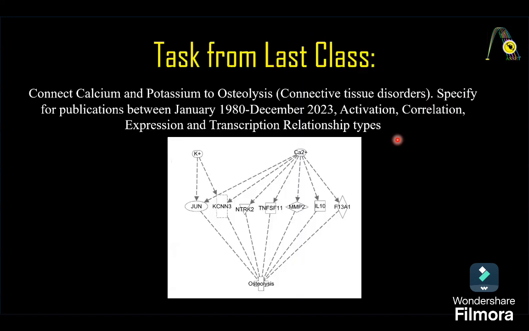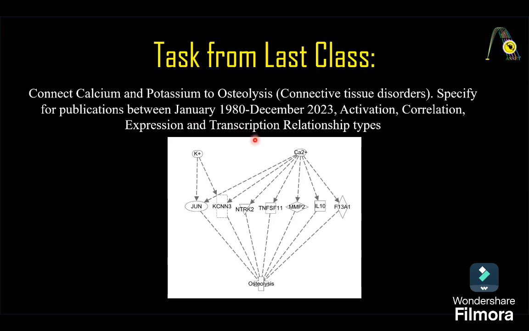Before we get into today's topic, we'll just review the task from the last class. Last class, I asked you to connect calcium and potassium to osteolysis, osteolysis being the breakdown of bone. And I wanted you to select it as a connective tissue disorder. I also wanted you to specify for publications between January 1980 and December 2023, and also select for the relationship types of activation, correlation, expression, and transcription.